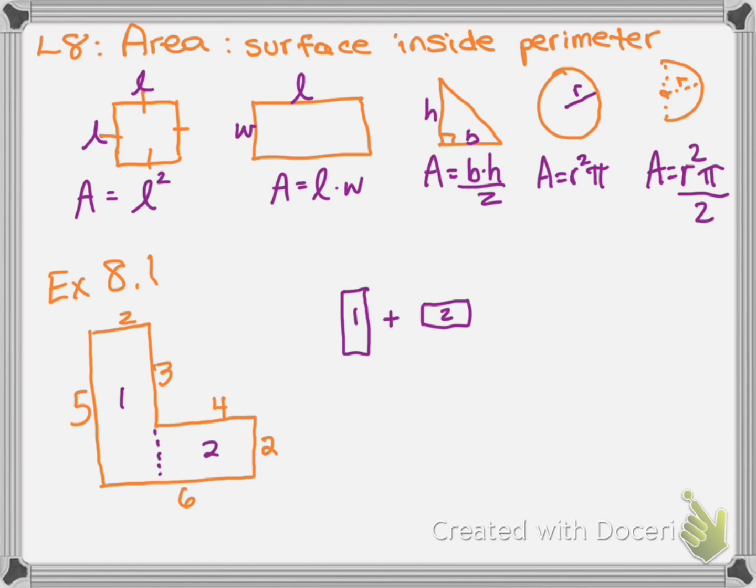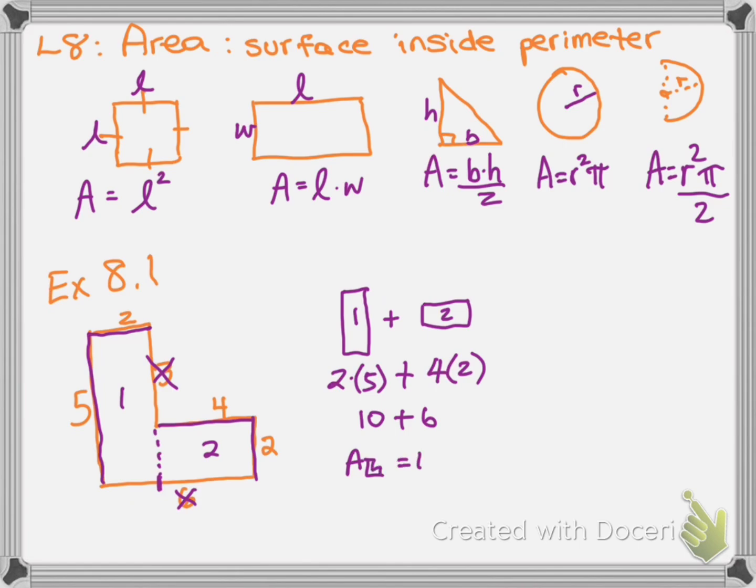So we have to look for what are the dimensions of each one of those rectangles. The dimensions for this rectangle is 2 by 5. I don't need the 3 anymore. So 2 by 5. And then the dimensions of the other one, we're going to notice out here we cut the 6. So this 6 doesn't really exist in a way anymore, like we don't need it. We're just going to use 4 by 2. And then I just multiply and add. And the area of that L shape is going to be 16. Remember always your units square.